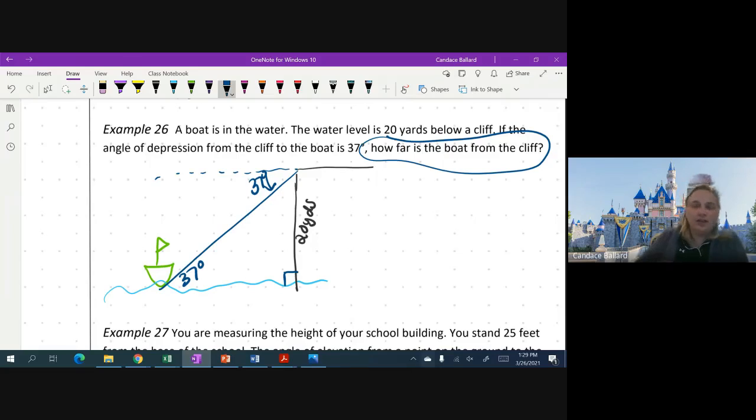Okay, it's looking like you guys are understanding. It's got to go on the water. Perfect. I'm not going to tell you which sides are which this time. I'm not going to set it up for you. I want to hear from you, which trig ratio am I going to use on that one? What trig ratio should I be using with the information I have?